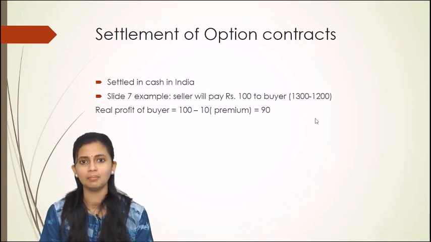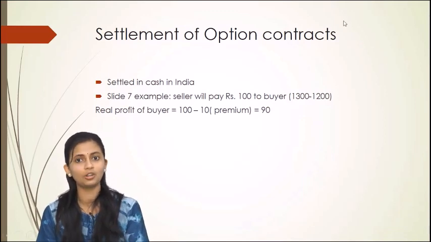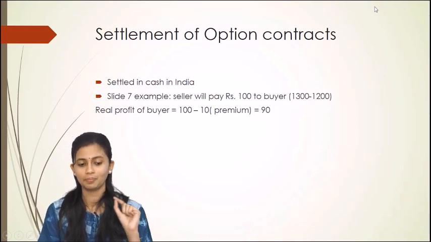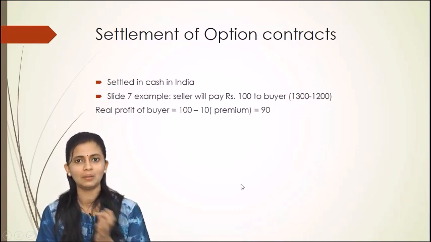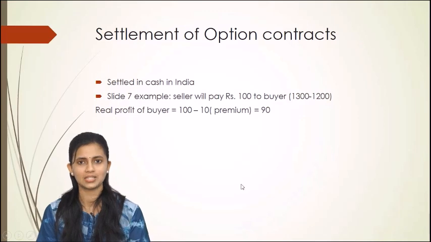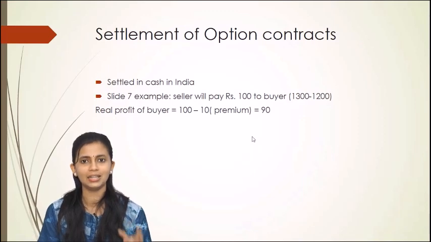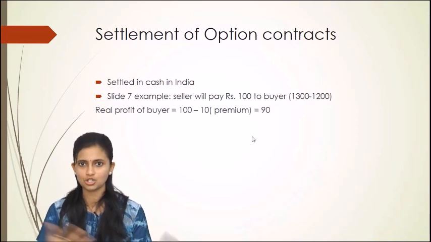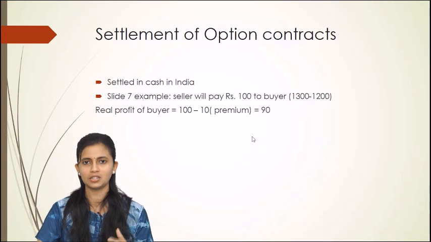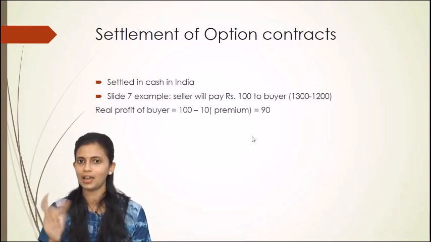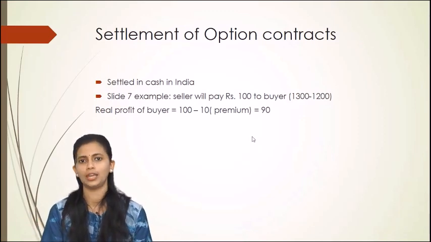Now what is the real profit of the buyer? 100 minus 10, because 10 premium he has already paid to the seller. So the buyer will make the profit only after that premium is adjusted. So 100 minus 10, 90 rupees will be the profit of the buyer. Hope this is clear. Settlement in cash means the stock is not actually moved from one person to another. Instead, only the value of profit will keep on moving.